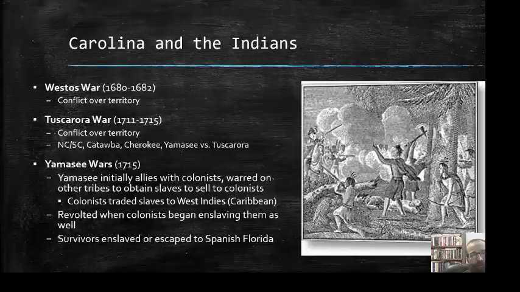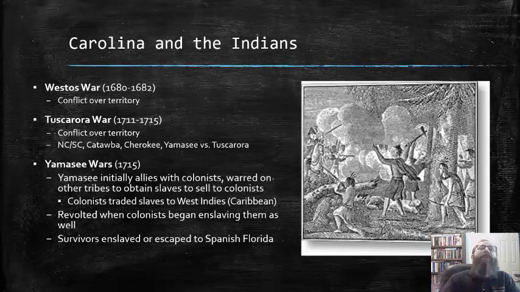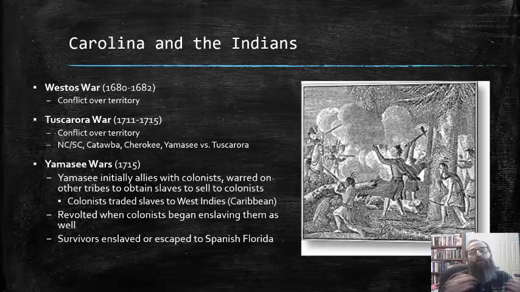As was the situation in all of the other colonies, the establishment of the Carolina colony quickly brought the colonists into conflict with the Native Americans of the region. In 1680 to 1682, there was the Westos War against the Westos Indians, in what would become South Carolina. It was essentially a conflict over territory. The Tuscarora War, right here in North Carolina, occurred between 1711 and 1715. And again, like the Westos War, it was a conflict over territory.